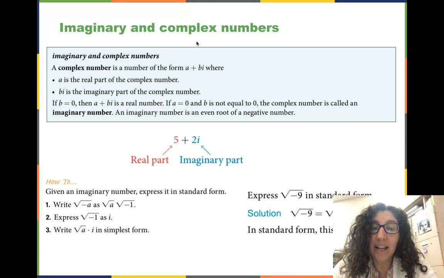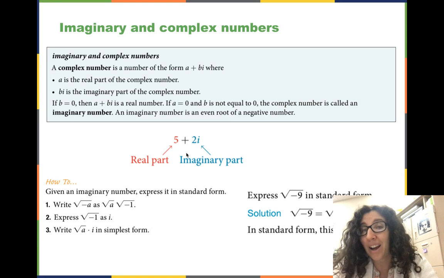A complex number is a number that has the form a plus bi. So a is the real part of the complex number, and bi is the imaginary part. So a complex number has two parts, a real part and an imaginary part. If b is 0, then this part doesn't exist, and we're just left with a real number. If a is 0 and this part doesn't exist, and we just are left with this, we call this an imaginary number. Okay, so you could write things like 5 plus 2i. 5, the red part, is the real part, and this is the imaginary part. And together, this is a complex number.